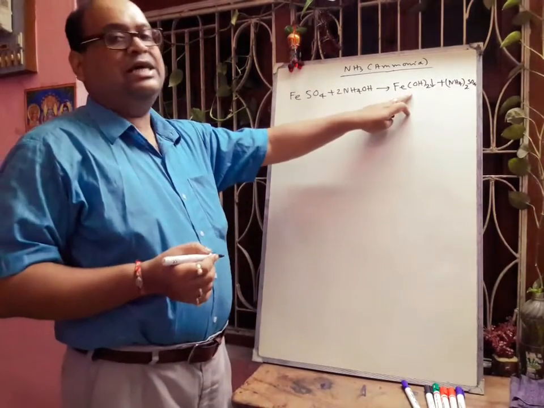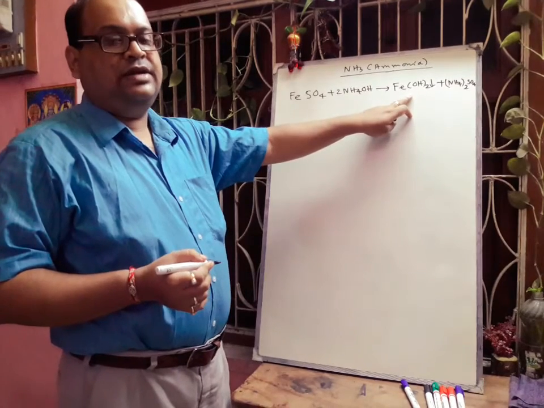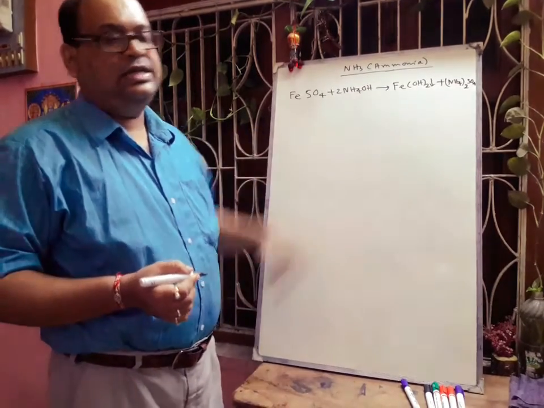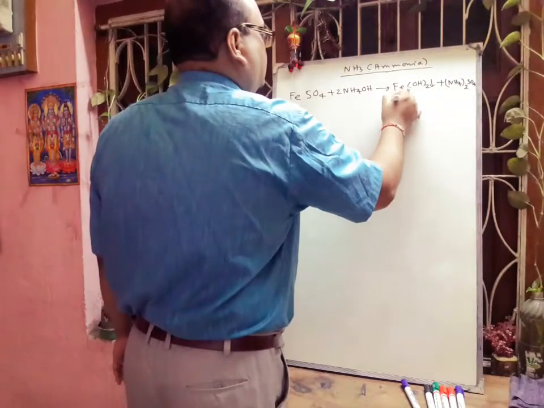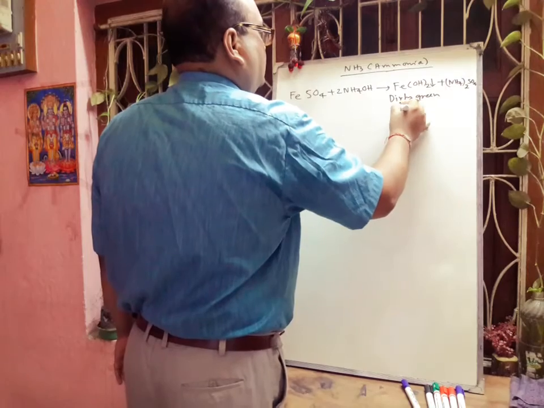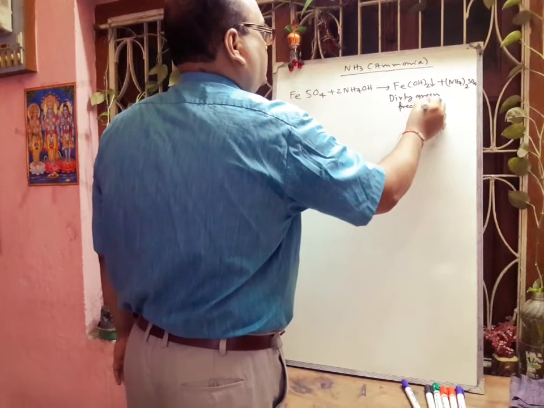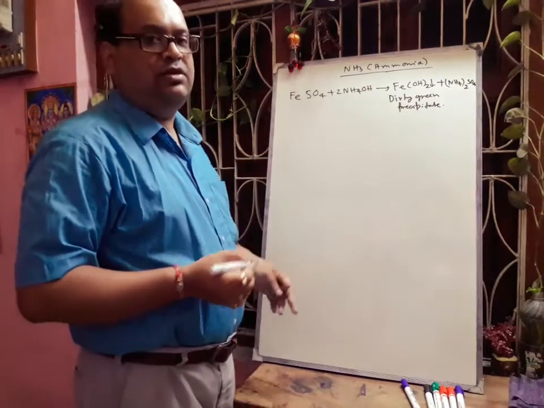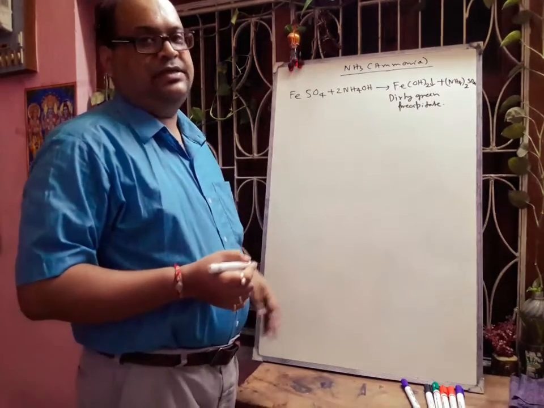Now, what is the color of this ferrous hydroxide precipitation? Already I have discussed in analytical part. That is the dirty green precipitate. If you add excess ammonium hydroxide also, there will be the same precipitation.